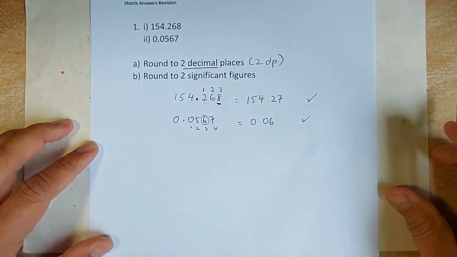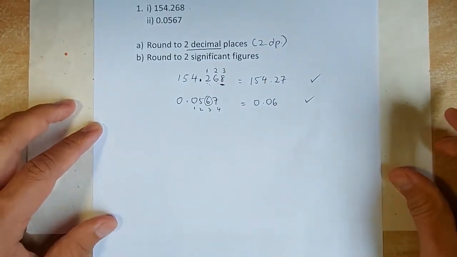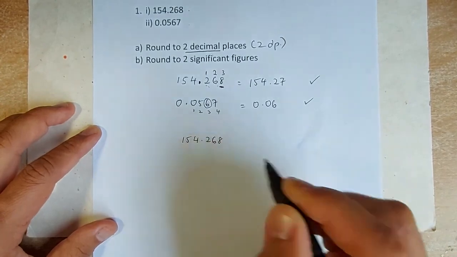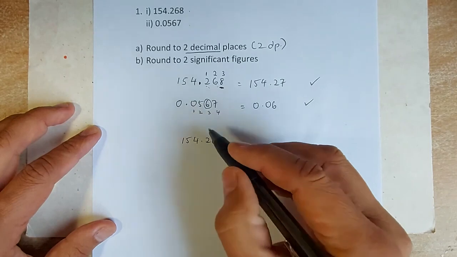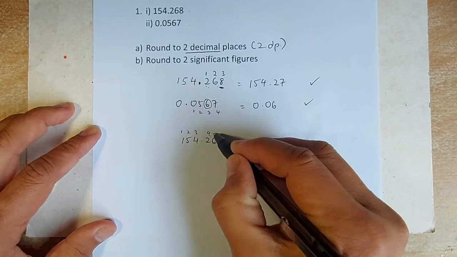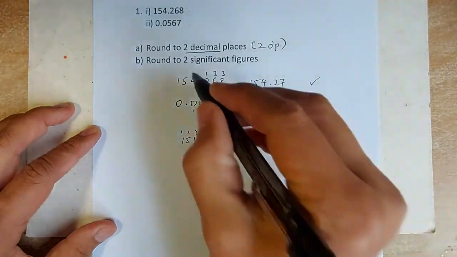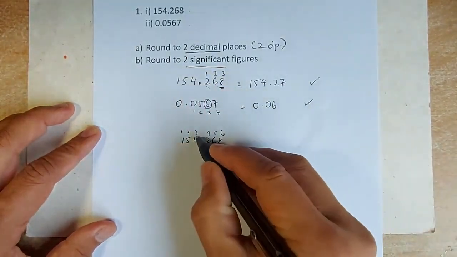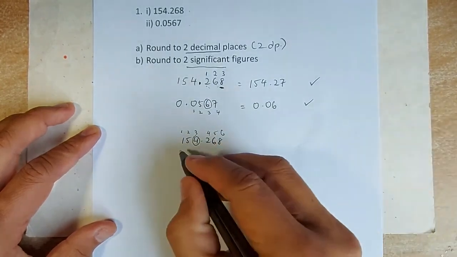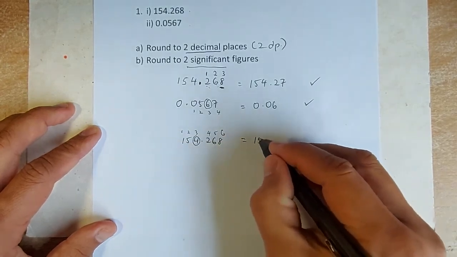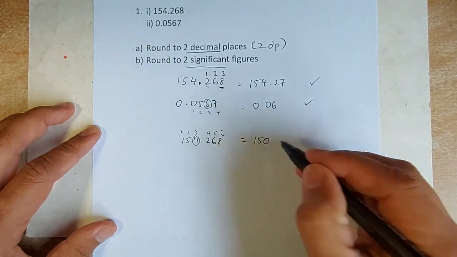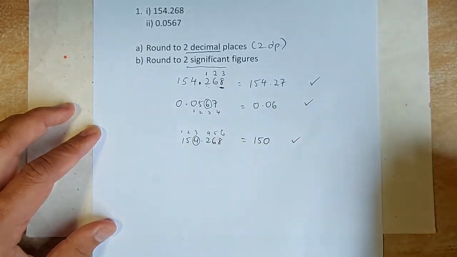Okay, now the next one is going to look at the significant figures. Again, 154.268. This time, the first significant number is not after the decimal point. This is the first, second, third, fourth, fifth, and sixth. Again, if they ask you for two significant figures, you look at the third number. This time, the number is less than 5, so 154 becomes 15, but it cannot become 15, so you add a 0, and that will be your next 1 more mark.